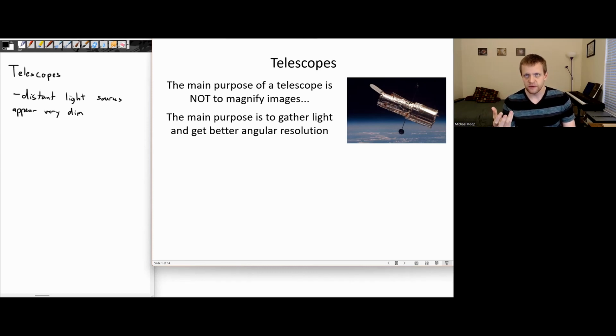Think of it this way. Let's say it's raining and you need to collect some water. Well, if you just go outside in the rain and hold a water bottle out, it's not going to be very effective because the opening is not very large. In the same way, if we're trying to look at very, very distant objects where the light that's reaching us is very dim, if you go out there with your eye, it's not going to be able to pick up very much light.